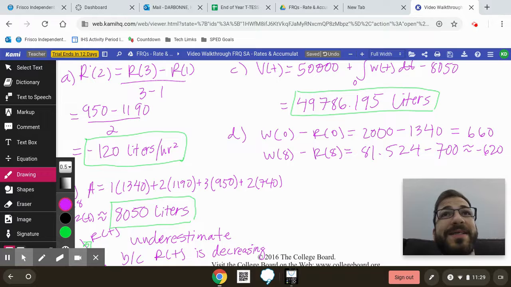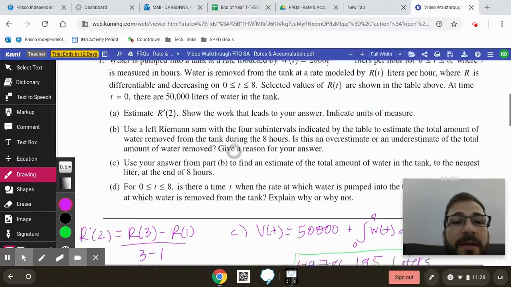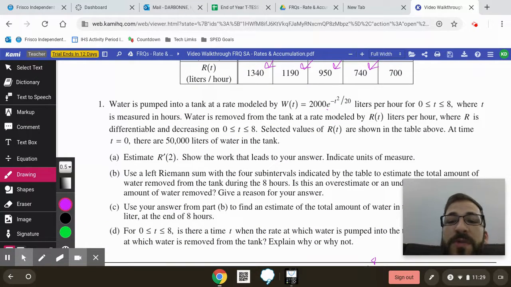So I'm going from positive to negative. From 0 to 8, I have to go from a positive value down to a negative value. At some point, does W of t minus R of t have to equal 0? Yes, that's what IVT says. So as a conclusion, we want to make sure we talk about all the things for IVT. First of all, the function has to be continuous. Up here, it's differentiable, which implies continuity.